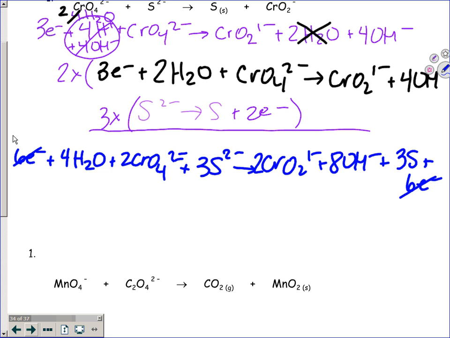So we did, but then we multiply by 2. Yeah, I have to, when I'm on the paper, I point to make sure I'm distributing out. So on the board, sometimes it's rough, but yeah, 4 waters, 2 chromates, 3 sulfides, yields 2 CrO2 minuses, plus 8 hydroxides, plus 3 sulfurs. Okay. Try the next one.